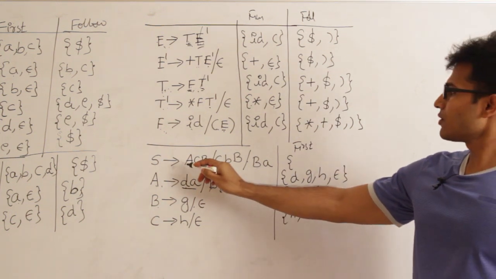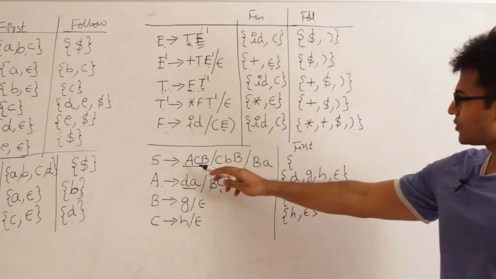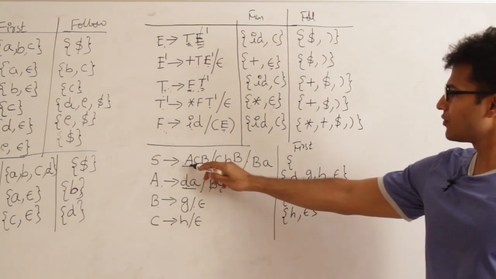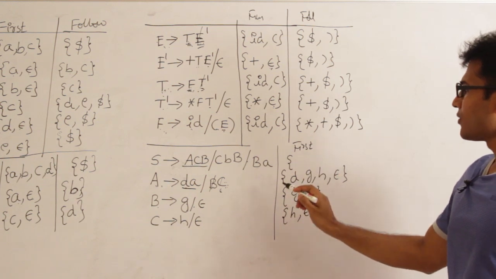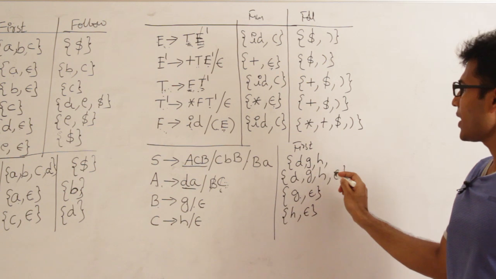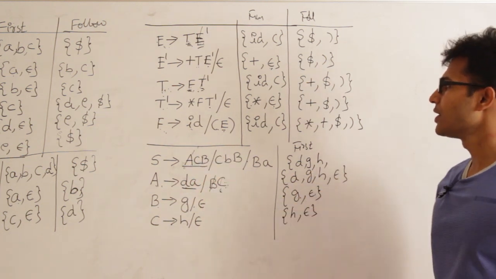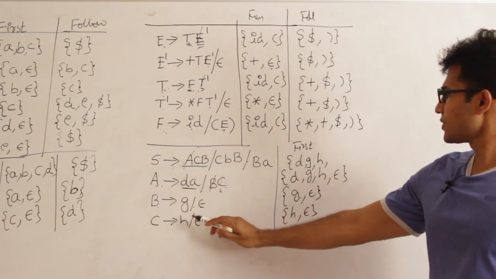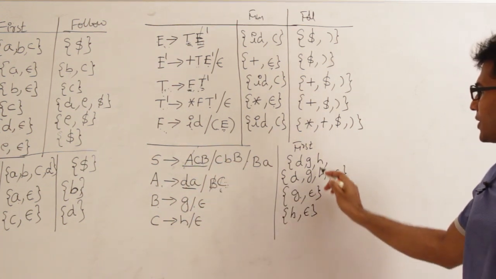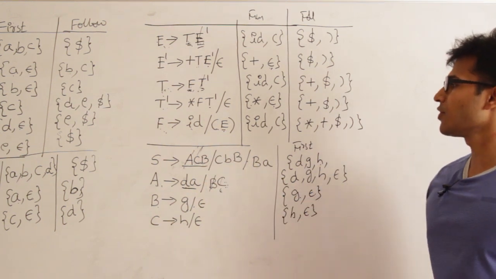Now what about first of S? Because of this production A, C, B, I get first of S to be first of A. What is first of A? First of A is D, G, H and epsilon. Epsilon I substitute here. If I substitute epsilon here, I am going to get C. Now what is first of C? H comma epsilon. H is already there. Now if I substitute epsilon here, it is also going to vanish.